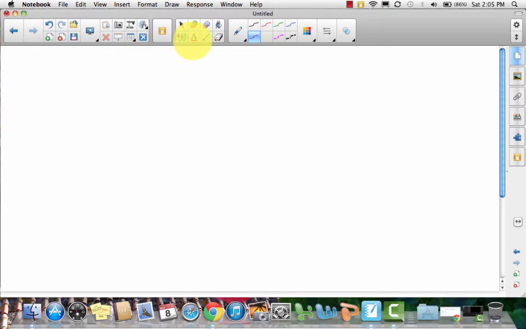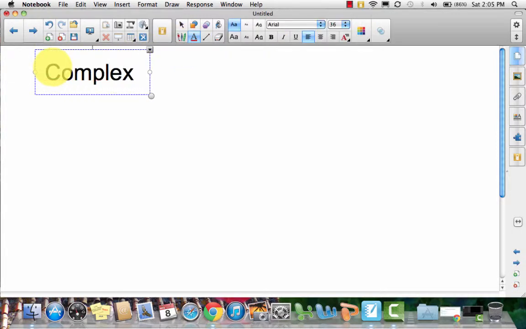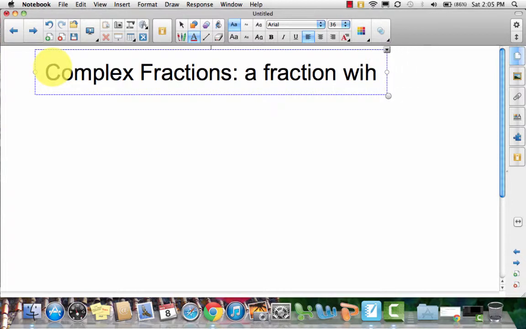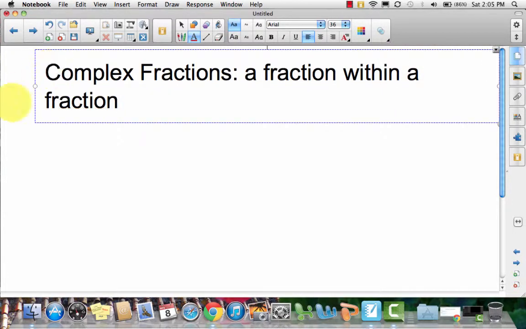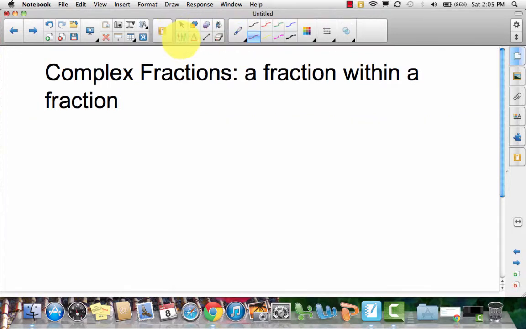One last topic for this video is called complex fractions. And a complex fraction is basically a fraction within a fraction. It looks a lot scarier than it really is, but I could have something such as this: 1/5 in the numerator, and then my denominator is also going to be a fraction, -3/4. So we have a fraction with two smaller fractions inside of it.